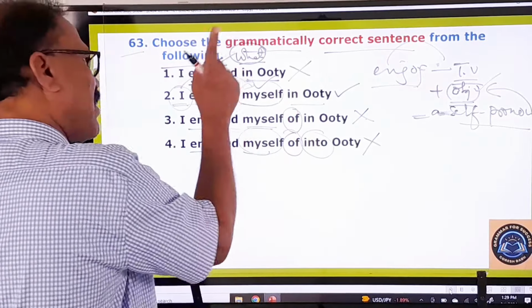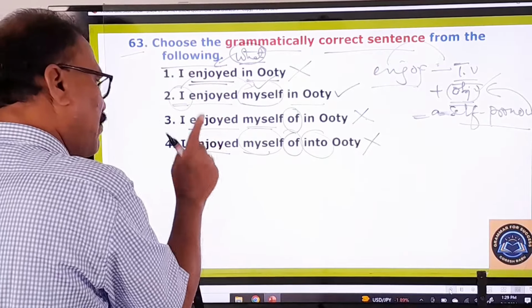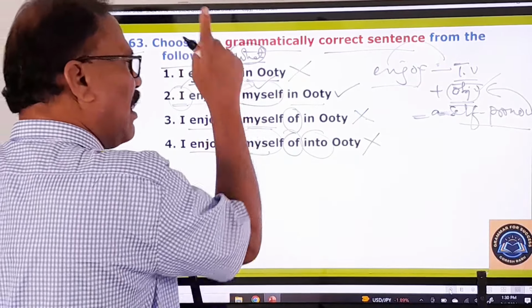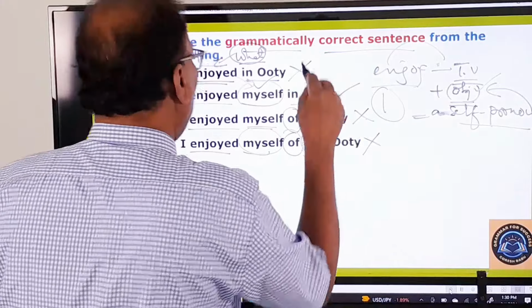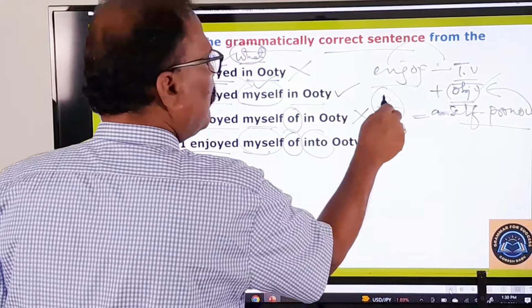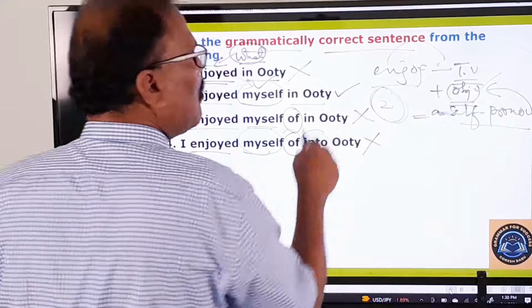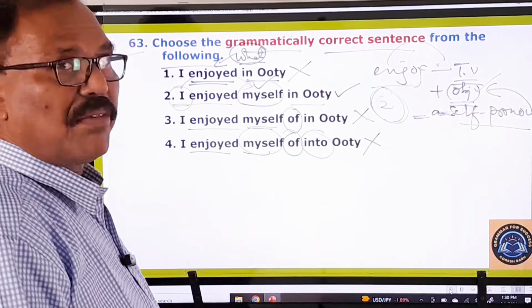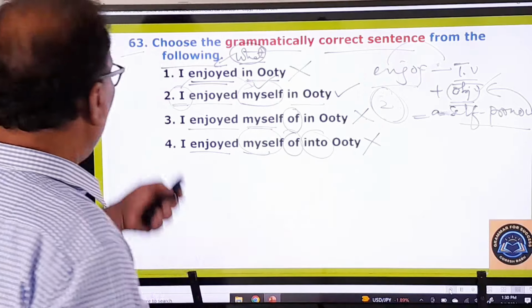In this way, the first sentence is wrong. Third sentence and fourth sentence, these are all absolutely wrong. Only the second one is the right sentence. Therefore, your answer is the second one. So this is how you have to understand a question and how you have to answer the questions. Okay, you go to the next question.